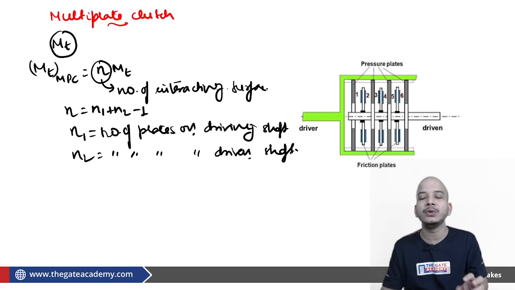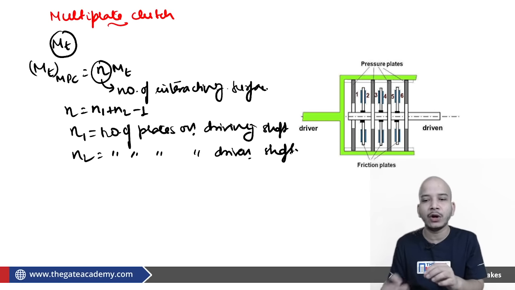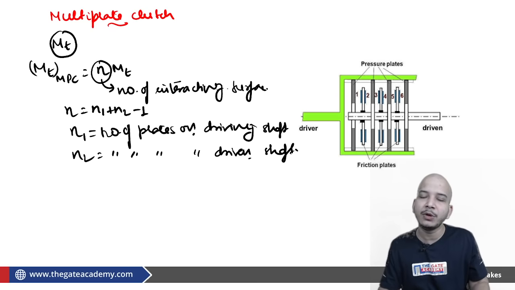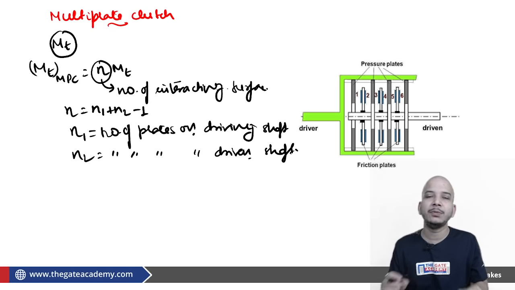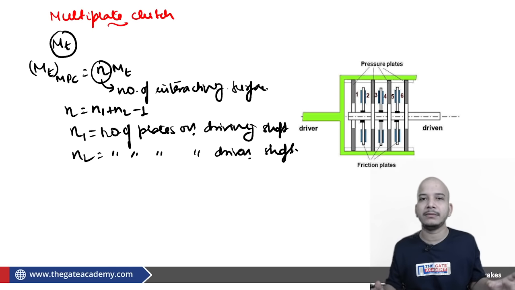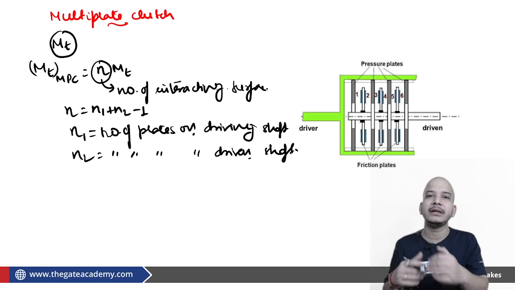the multi-plate clutch is only suggested when there is a constraint as far as radial space is concerned. If you have sufficient radial space, then you should be going for the single plate clutch itself. You should be increasing your RO so that the amount of torque transmitted can be increased.